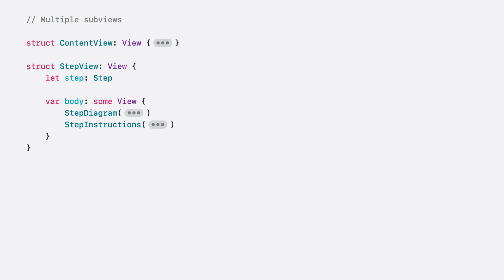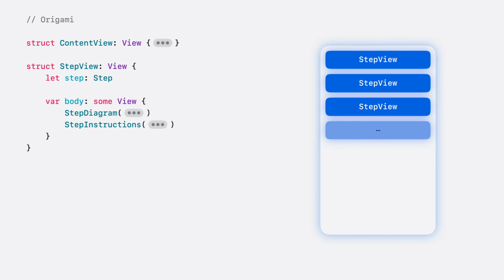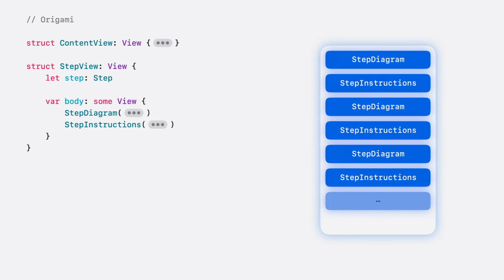But here, the step view is slightly more complicated, and that will be important. The body contains two views, step diagram and step instructions at the top level of the body. They're also not embedded in another layout, like a VStack. In this case, LazyVStack still has the for each, which is resolved to a step view for every step. But just like the for each resolves to multiple step views, each step view now resolves to two views as well. The LazyVStack evaluates and loads step diagram and step instructions separately. Of course, step view still needs to be evaluated for the LazyStack to create either of those.